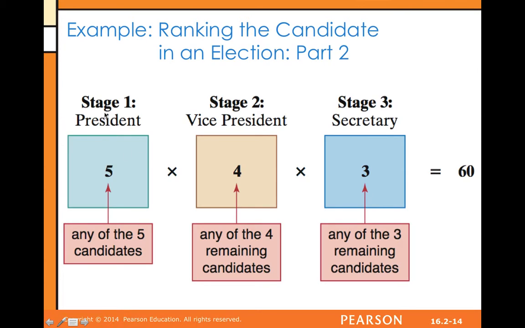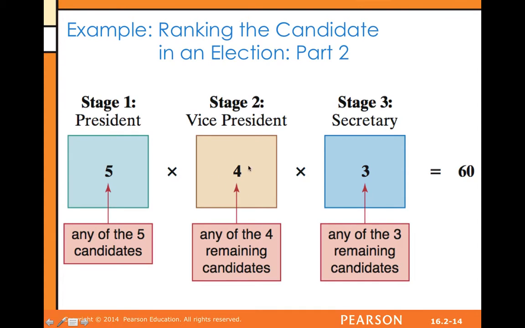So you can think of choosing people in stages. At stage 1, we're going to choose a president. Stage 2, choose a vice president. Stage 3, choose a secretary. At stage 1, any of the 5 people could be president, right? We're not told that any of them are excluded or anything. So there are 5 ways we could complete stage 1. At stage 2, though, we've already chosen somebody as president. That was stage 1.